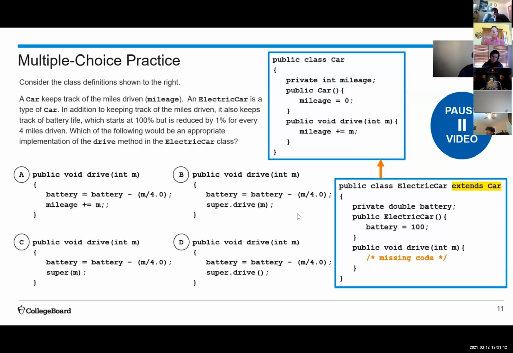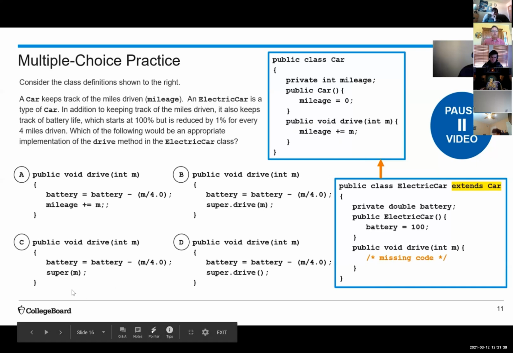Let's look at B. Again, we're trying to write the method here in the ElectricCar. B subtracts the battery based on the miles, and then it calls the parent drive method with M. And the parent drive method right up here adds the mileage. Yeah, that looks great. I think that's the right answer.